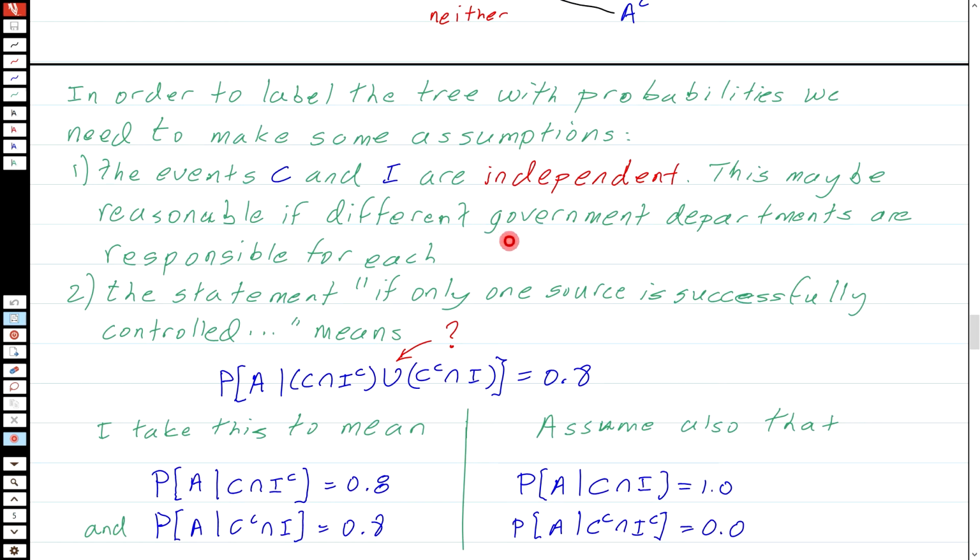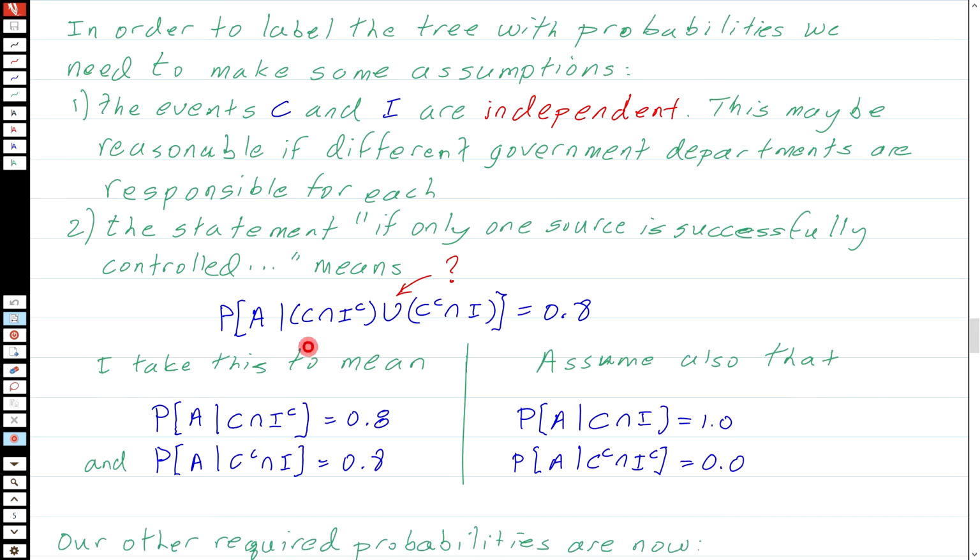Okay, then the other thing is the statement, if only one source is successfully controlled, it means this, that the probability of successfully controlling air pollution, given that either we only control car or we only control industry, is 0.8. But the problem with a given is that when you have an or, it's not given information. We're not sure which one of these takes place. So I take this to mean that I get a probability of successfully controlling if I control C alone or if I control I alone.